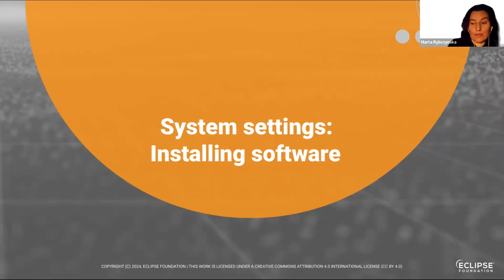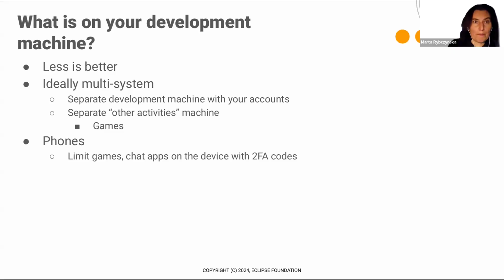Now about system settings and installing software on your machine. Of course, less is better. If you can have multiple systems, one for development that is well protected and the other one. This is especially true if you are playing games. Games can contain a lot of unwanted things.